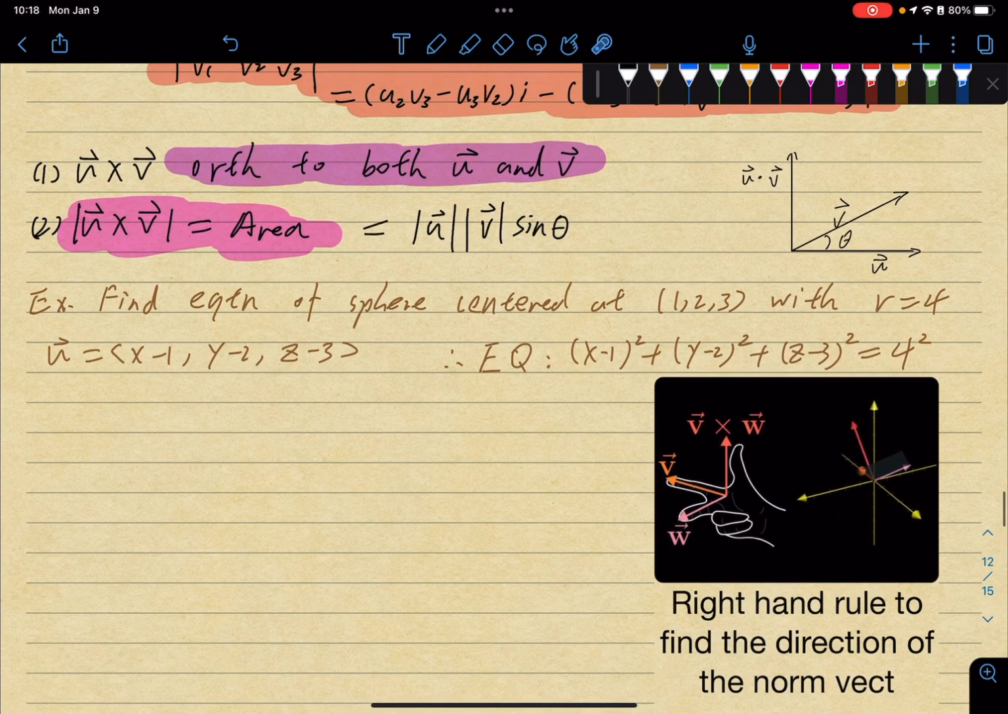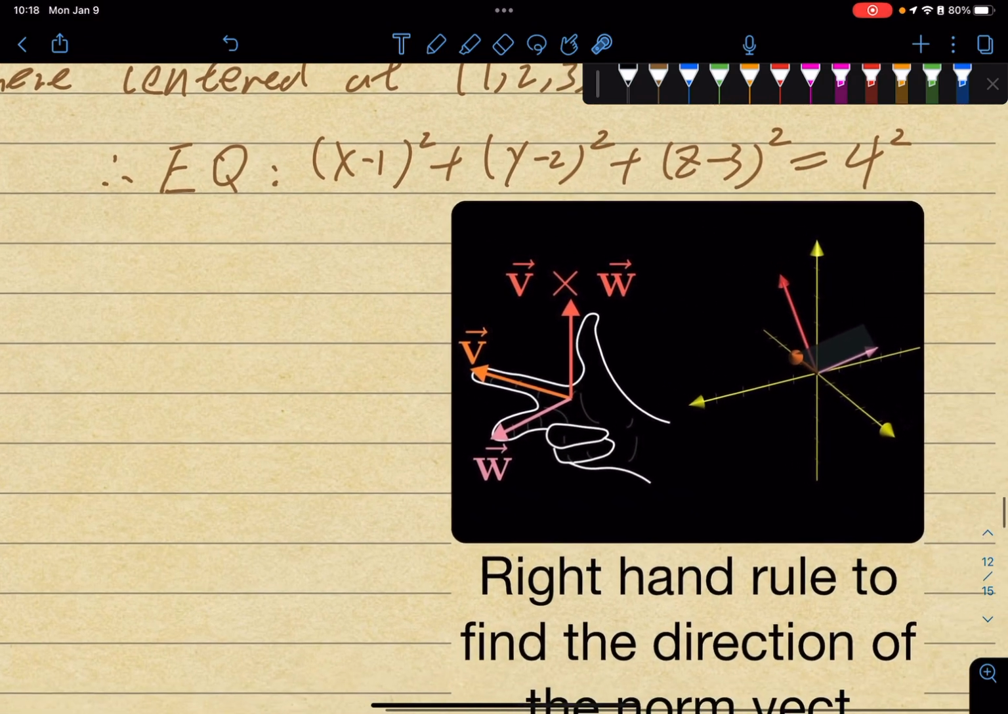Oh, one more thing. Sometimes I will mention the right hand rule, and I think it will be beneficial for you to know about the right hand rule. You can just Google it, and it should be very easy to find. But this is sort of the graphical illustration of that.